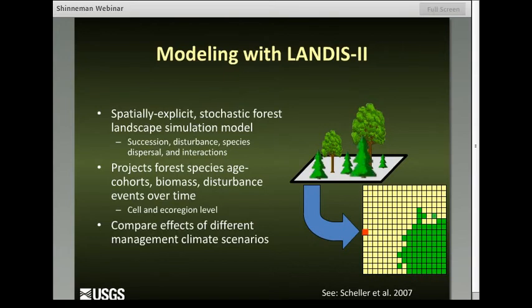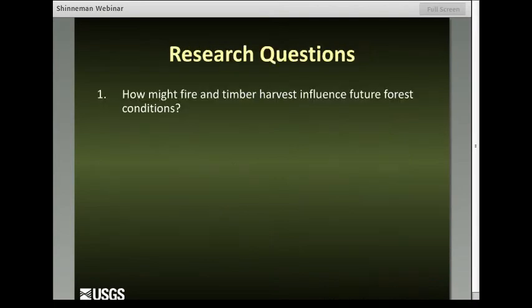And it allows us then to compare the effects of different model scenarios based on, say, the effects of different management alternatives or different disturbance regimes or different climate change scenarios that we're interested in examining.